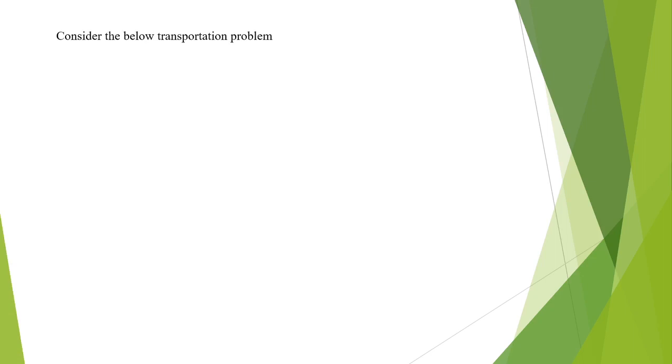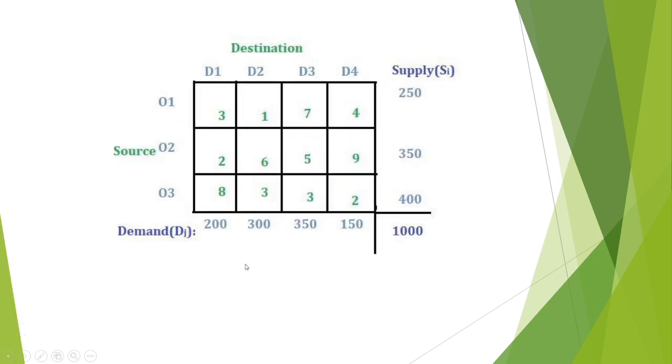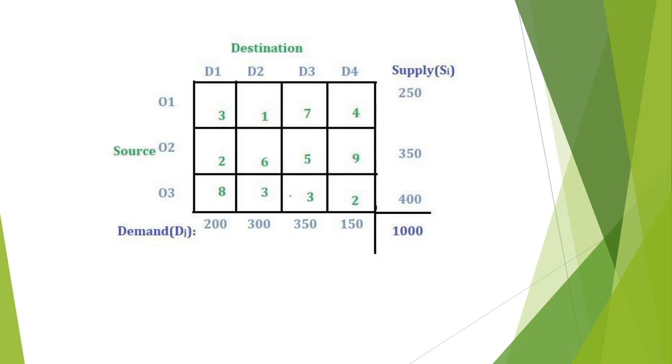So we will consider a transportation problem. This is a transportation problem, and we have been given the demand and supply. We have to check whether it is balanced, so supply equal to demand. Here the supply sum is 1000 and demand is also 1000. So this is a balanced transportation problem.